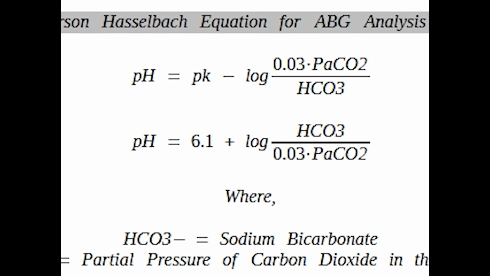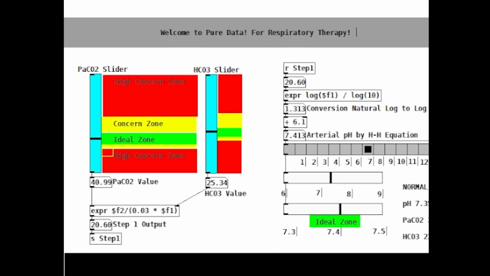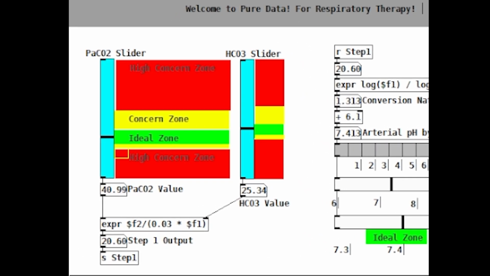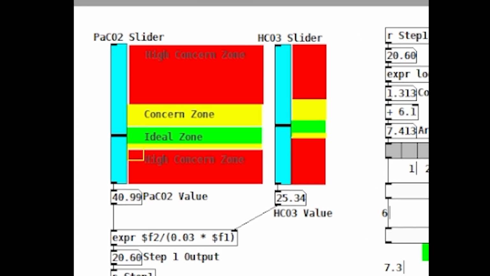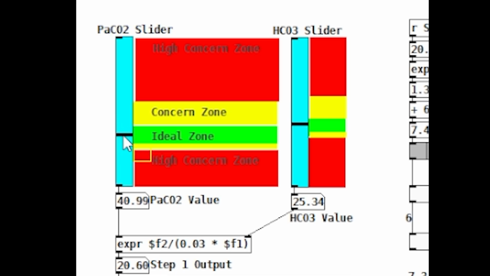do. So let's switch over to the pure data sketch, and we'll see that there's quite a bit going on here, but that's fine. We'll just look at it real quick. So we have on the left hand side the PaCO2 slider, and you'll see it going up. Let's just make only this come up and down. And you'll see that as this goes up and down, the value right here will go up and down as well for the PaCO2.